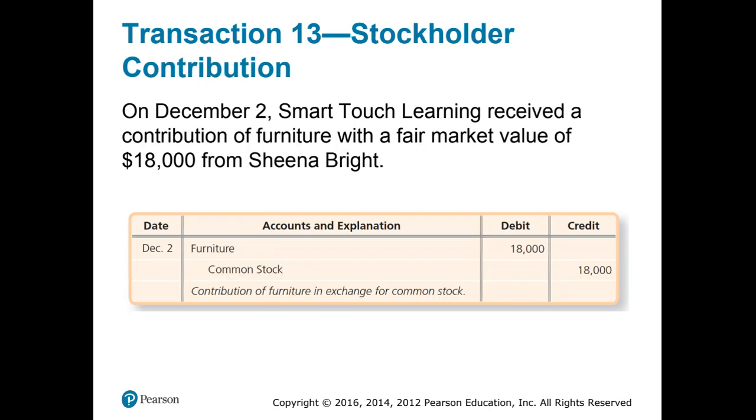And then we received a contribution of furniture. So Sheena Bright gave us furniture to use in our office. The fair market value of that furniture was $18,000. So we're going to debit furniture, which is an asset, by $18,000 to increase that. And we're going to credit our common stock by $18,000 because she's one of the owners. So Sheena Bright donated $18,000. So there was a contribution of furniture in exchange for common stock. She gave us furniture, we gave her common stock in the business.